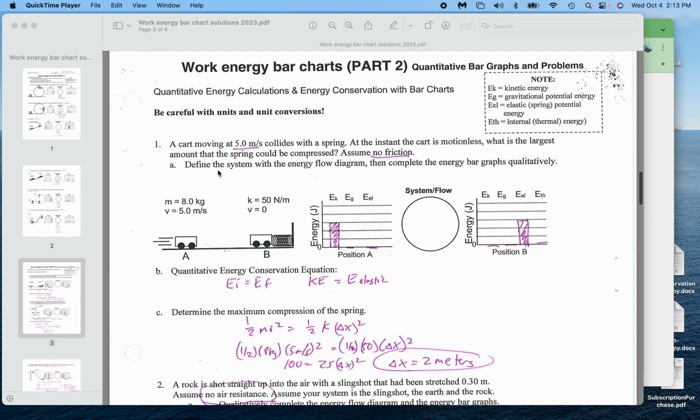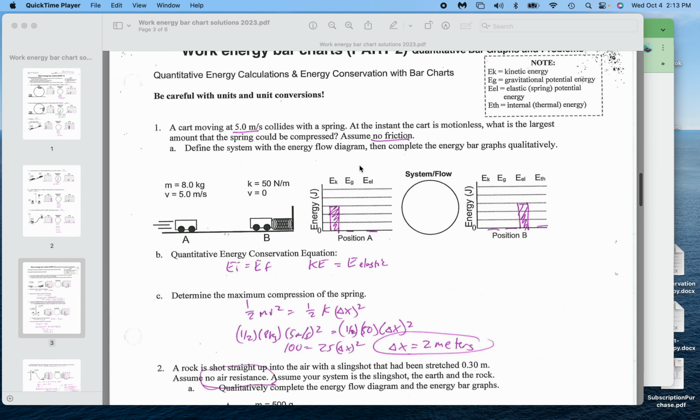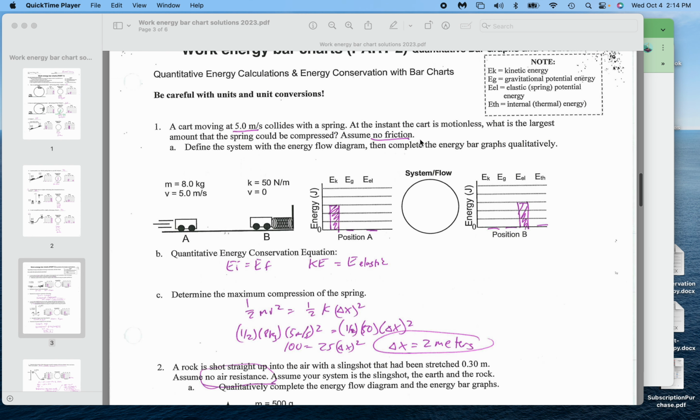So number 1: a cart moving 5 meters per second collides with a spring. The instant the cart's motionless, what's the largest amount the spring can be compressed? Assume no friction. Initially, it's got kinetic energy. At the end, it's got elastic energy. I didn't give you the system. I should have said that. The system here would be cart, spring, earth.